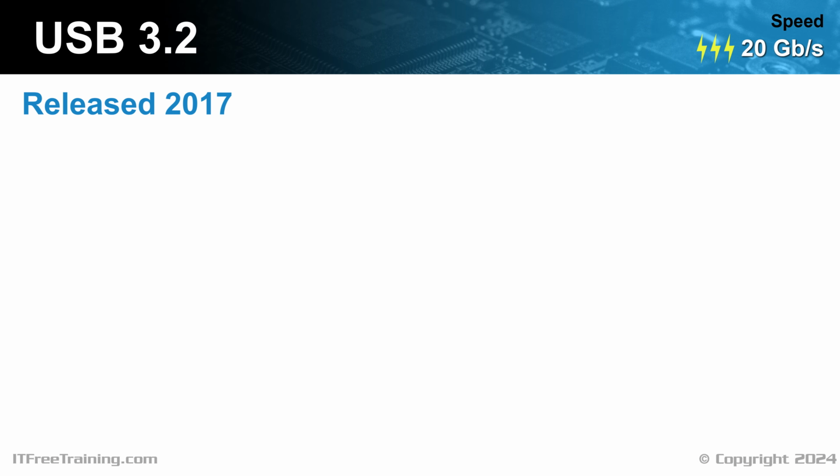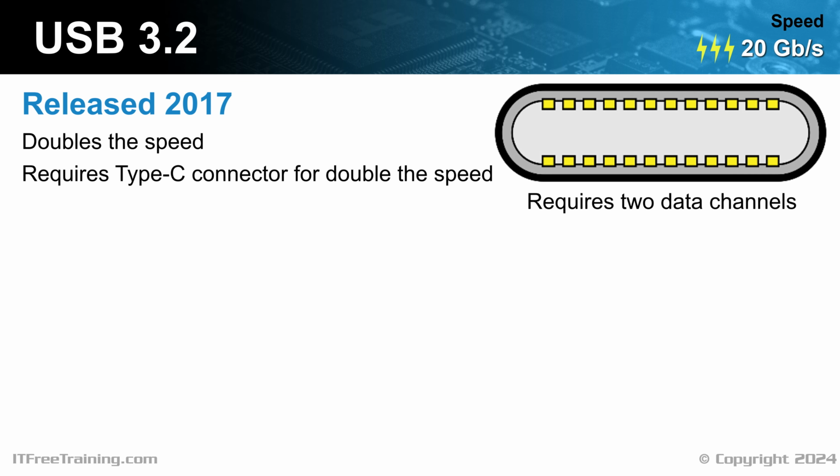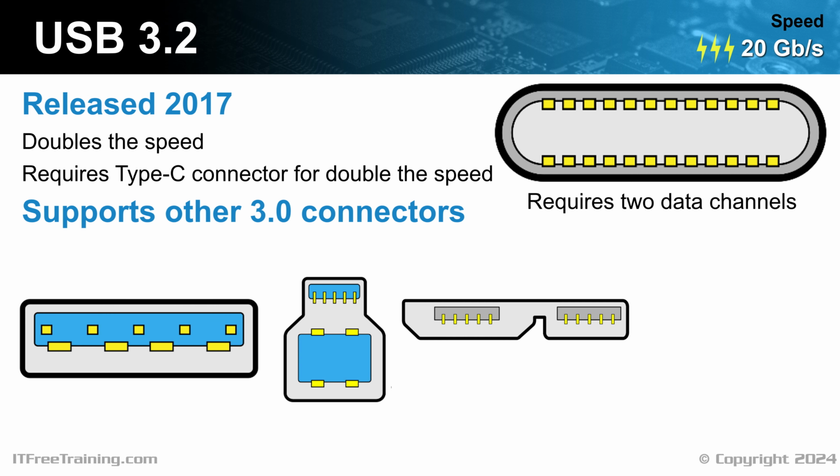The next version released was USB 3.2 in 2017, and as before, it doubles the speed, giving us 20 gigabits per second. However, the catch to getting the extra speed is you need to use the Type-C connector. This is because the extra speed requires two data channels. The standard USB 3 connector only provides the one channel. However, you will still be able to use your old USB 3 connectors. Keep in mind that if you do so, you'll only get half the maximum speed if your device supports USB 3.2.